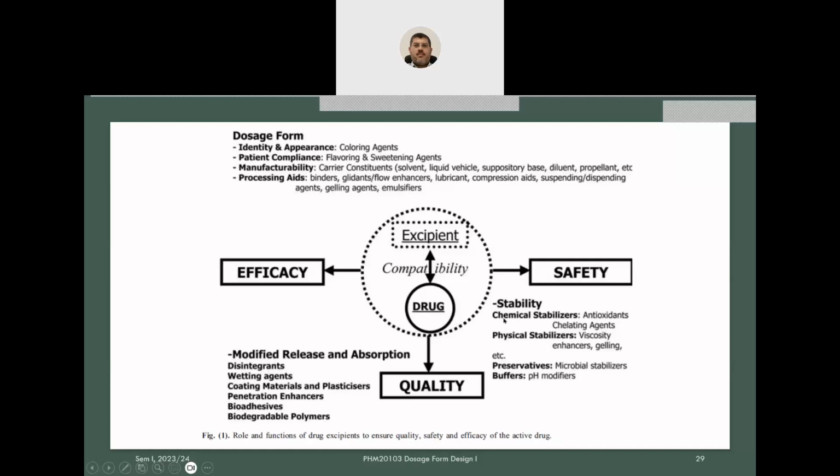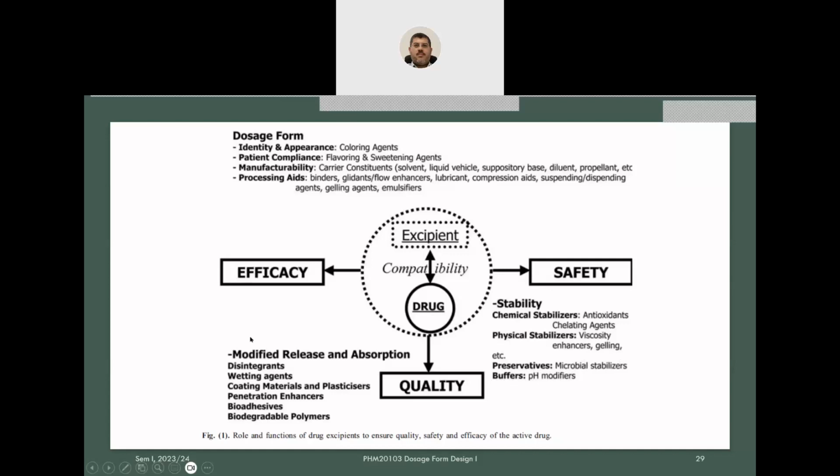And so on. We have materials to increase the stability. Chemical stabilizers like antioxidants or chelating agents. Physical stabilizers like viscosity enhancers or gelling agents. We have preservatives to prevent the microbial growth. We have buffers to modify the pH and to keep the drug stable.